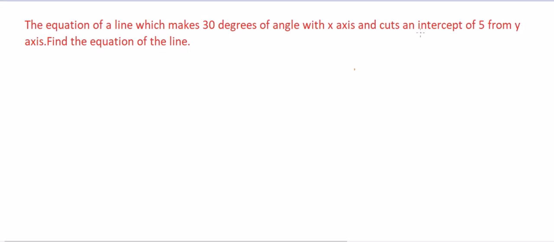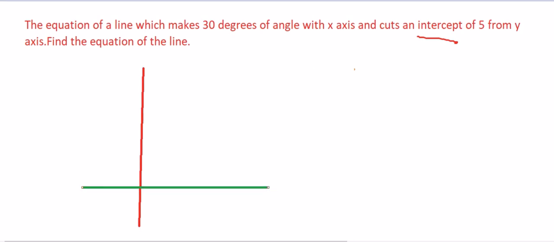So definitely if it's talking about the intercept and the angle with the x-axis, if you remember in the last lecture I told you, if a line is making an angle with the x-axis, the tan of that angle will give you the slope. Suppose these two are axes and this is a straight line, and it's cutting an intercept of 5 here and making 30 degrees with the x-axis. So you need to find the equation of this line.